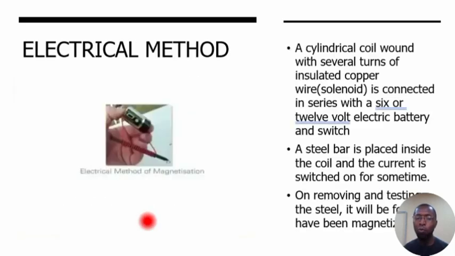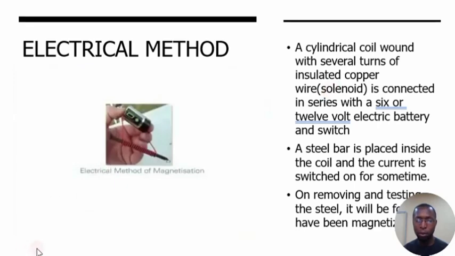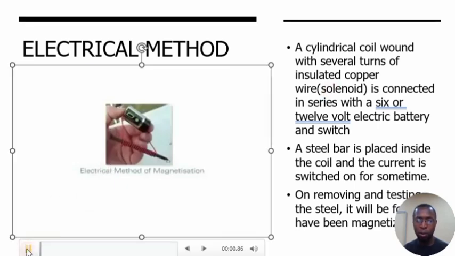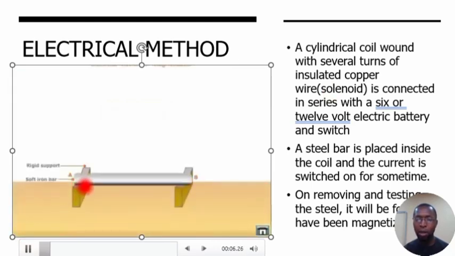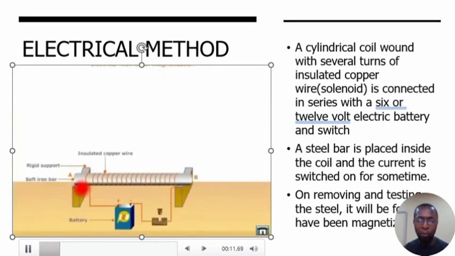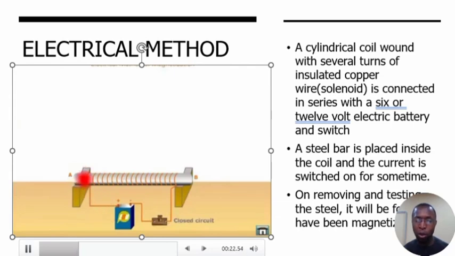If you want to make magnets with the electrical method, firstly, you have to get a material known as a solenoid. Okay, now let us watch a little video on how it works. A solenoid is a copper wire that is wound around a material. You put a soft iron bar, the material that you can use to make magnets, either a steel or an iron bar. You put it inside the solenoid, that's a copper wire that is wound around it.